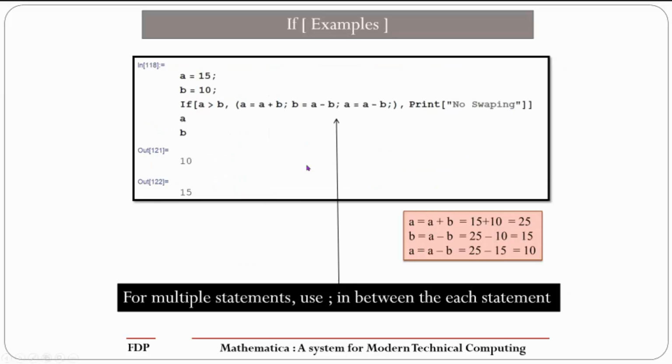Let's come up with more examples here. Okay, I have taken A as 15, B as 10, and I am checking if A is strictly greater than B, then this portion should execute because the comma is here. And if it is false, then this one should happen, and that is print no swapping. And after that, I am printing my A and B values. Without print, you can write your symbol directly and it will give the value for that symbol. So A will be 10, B will be 15.